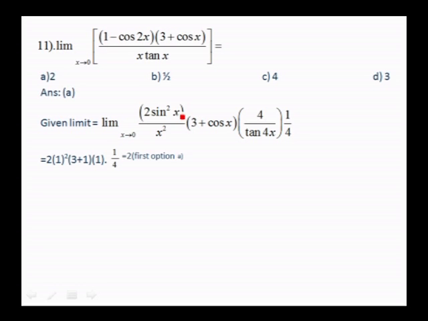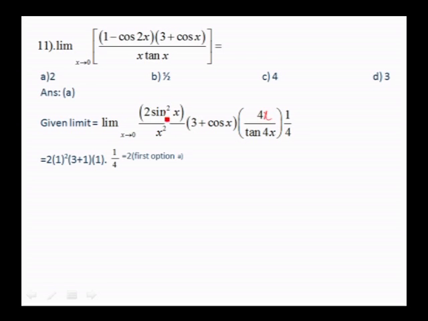1 minus cos 2x is 2 sin square x. Below sin square x I need x square. I write this x as x square, and 3 plus cos x I write it as it is, into 4x over tan 4x. This one, 4 by 4x, I write this as 4x. This extra x I have written here. So this 4x over tan 4x, into 1 by 4. x square and x get cancelled, you get this x tan x itself. So the same thing I have rewritten in this form. Now 4 and 4 get cancelled, x and x get cancelled, you are getting the same thing on multiplication.